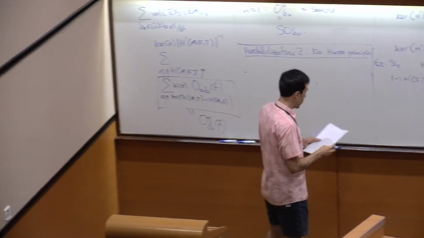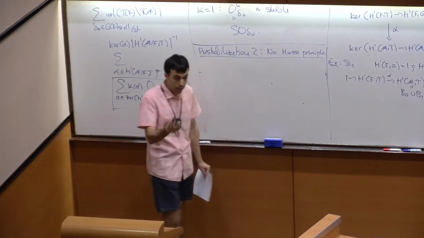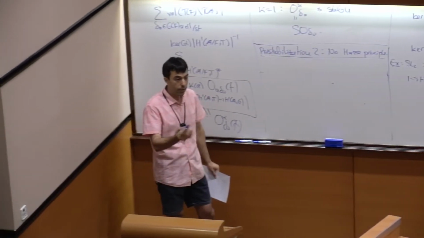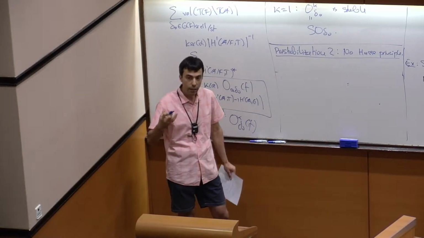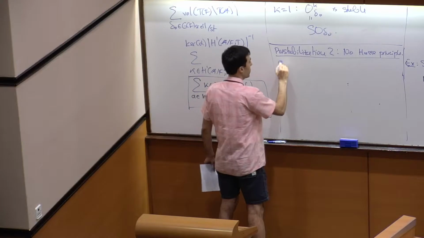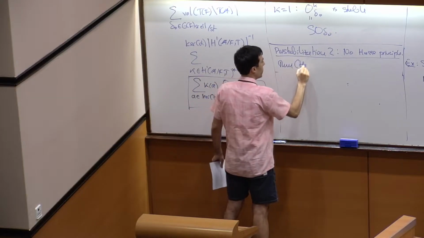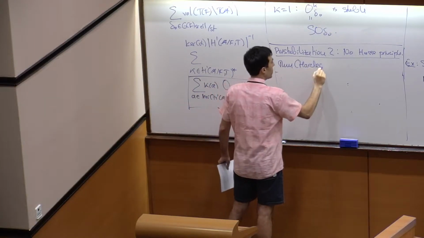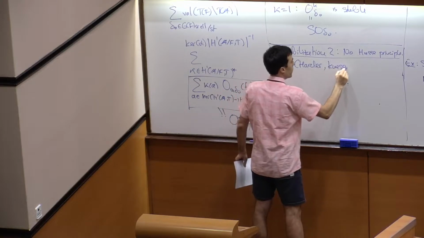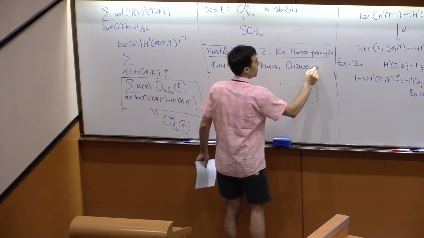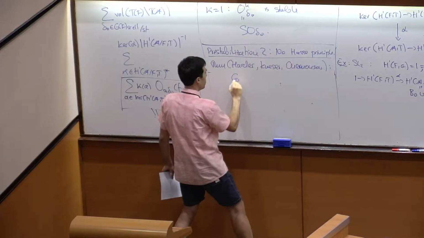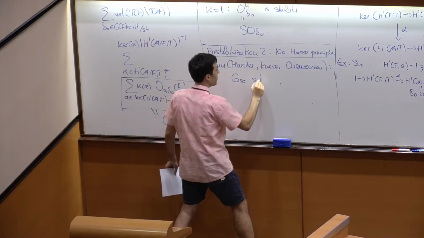And the first step, well, there is something that does satisfy the Hasse principle, namely every simply connected group automatically does. So the simply connected cover of the derived group satisfies the Hasse principle. So this is a theorem due to Harder, Kneser, and Chernousov that says GSC satisfies the Hasse principle.